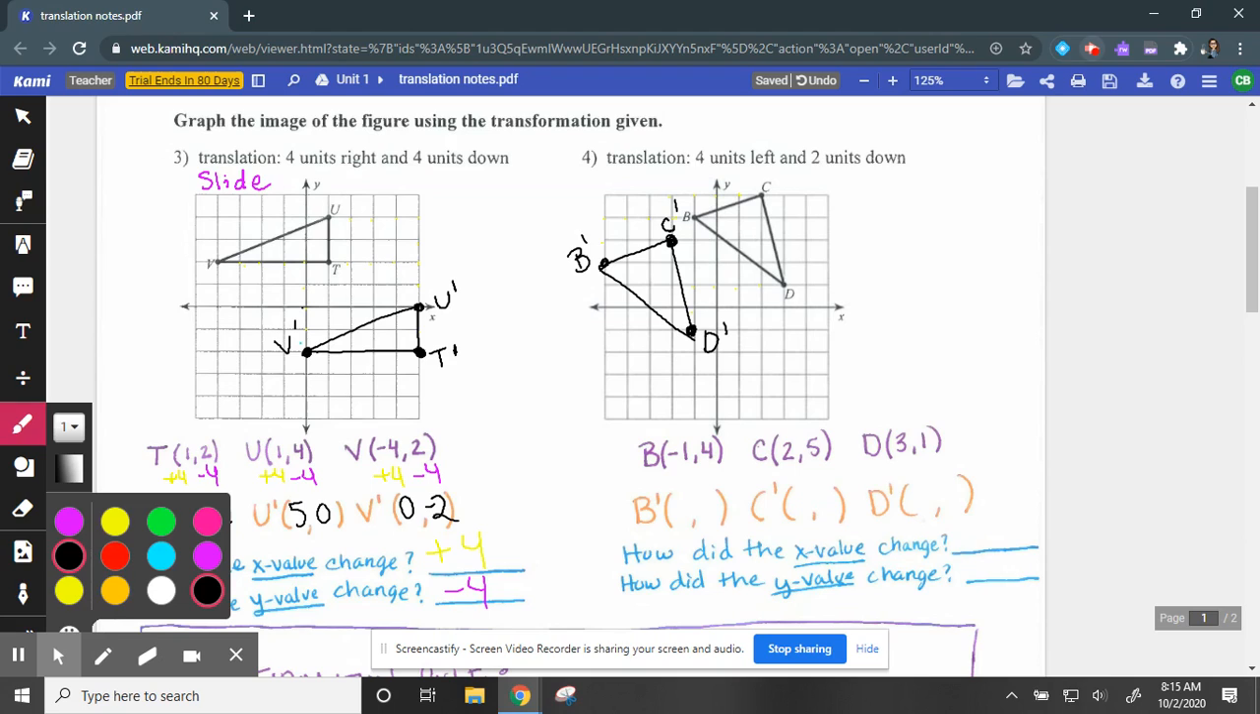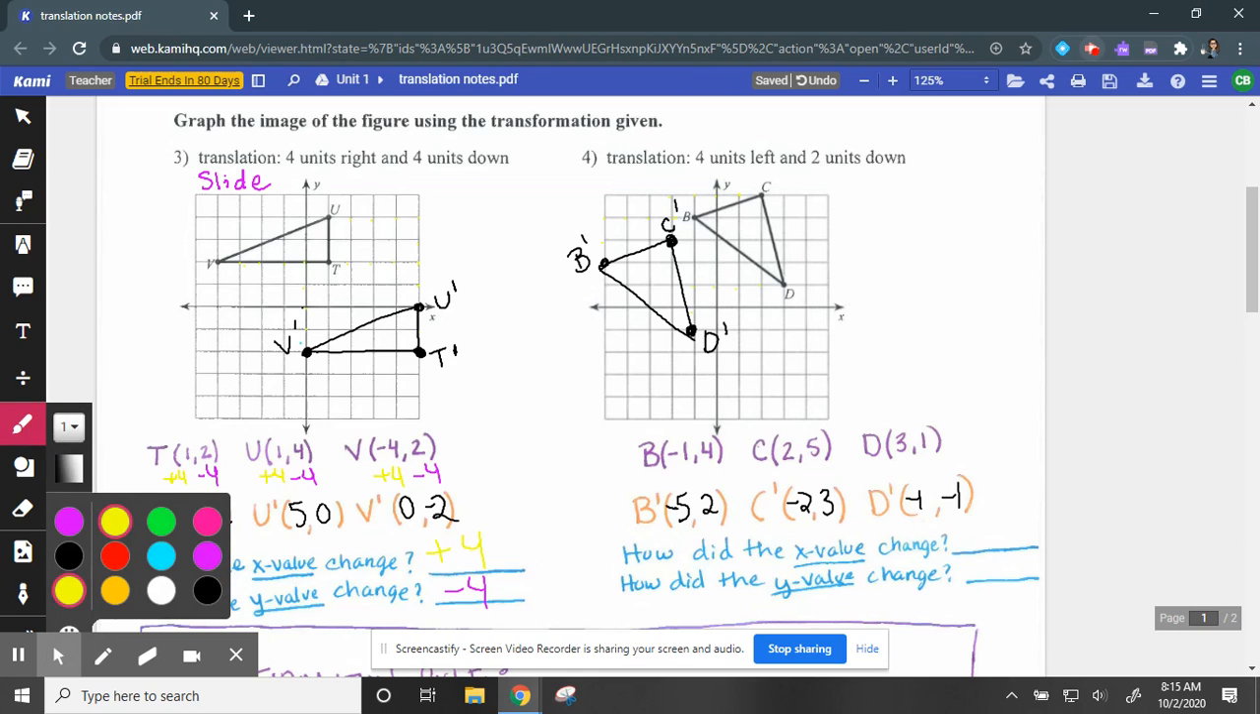And let's write down the new ordered pairs to compare. So the new B prime is at negative 5, positive 2. The new C is at negative 2, positive 3. And the new D is at negative 1, negative 1. So let's ask ourselves, how did these change?